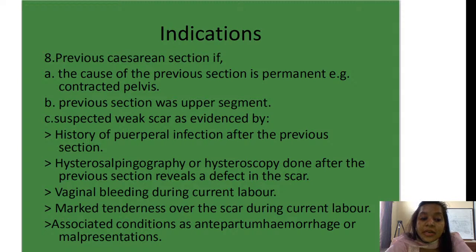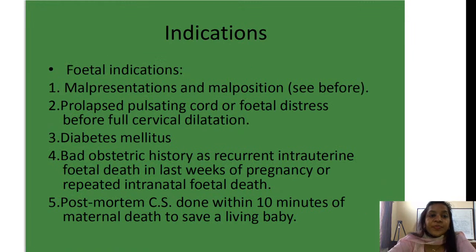Vaginal bleeding during current labor. Marked tenderness over the scar during current labor. Associated condition such as antepartum hemorrhage or malpresentation. Then we will proceed to fetal indications. What will be the fetal indications? Malpresentation and malposition. Prolapsed pulsating cord or fetal distress before full cervical dilatation. Diabetes mellitus. Bad obstetric history such as recurrent intrauterine fetal death in the last week of pregnancy or repeated intranatal fetal death. Postmortem C-section done within 10 minutes of maternal death to save a live baby.